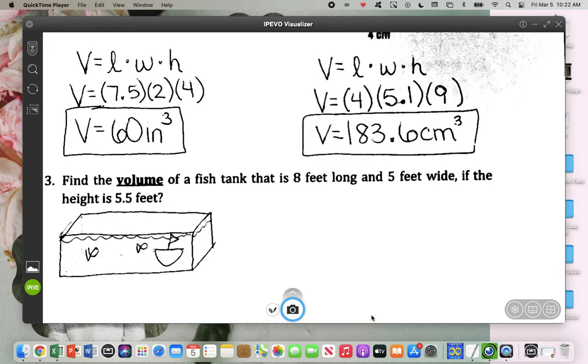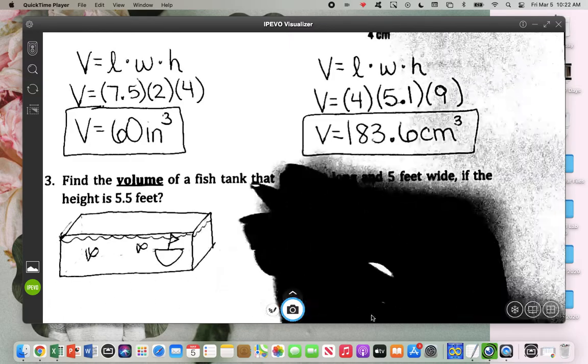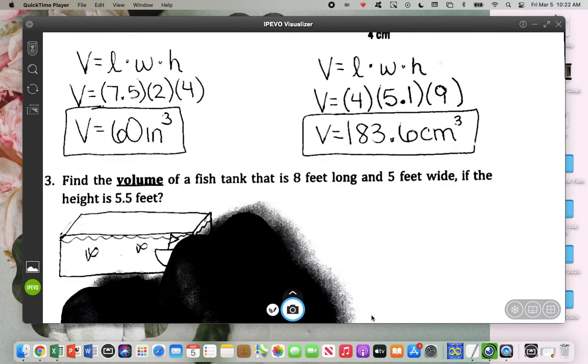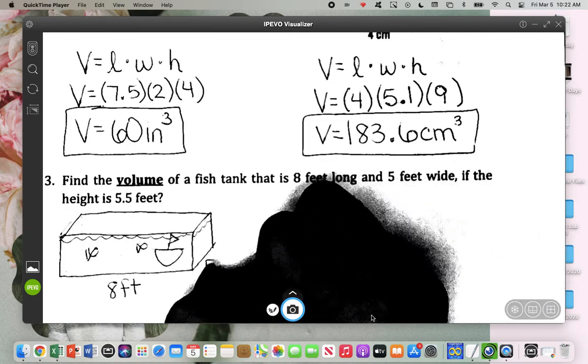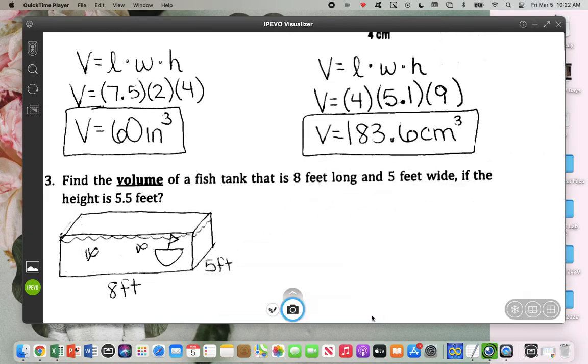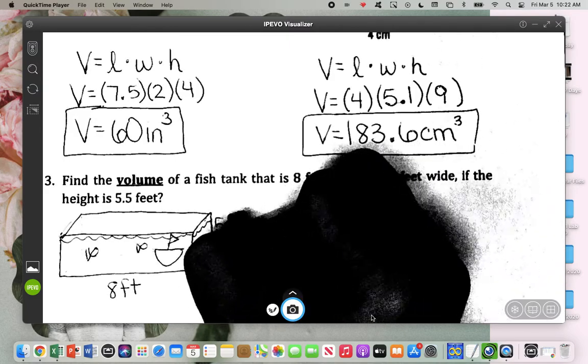Gregory, make sure you stop drawing the fish tank. We're going to do math for a second. I know that you're probably going to make a really cool fish tank, and I want to see it when you're done. So how do I label this? What number am I going to put right here? 8. That's 8 feet long, 5 feet wide. And then where do I put my 5.5? Up and down.